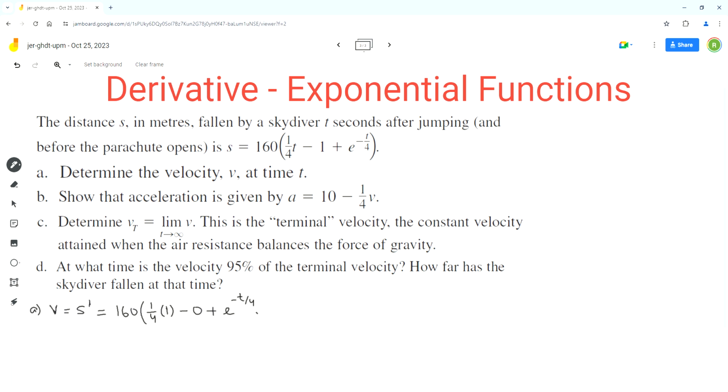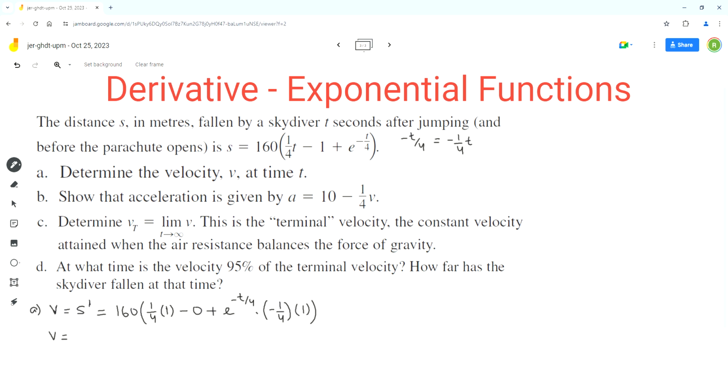Now the exponent here is negative t over 4, which can also be written as negative 1 over 4 t. So in this exponent, the negative 1 over 4 is the coefficient of the term, so that will stay as it is. And the derivative of t is equal to 1. Now we can simplify this expression.